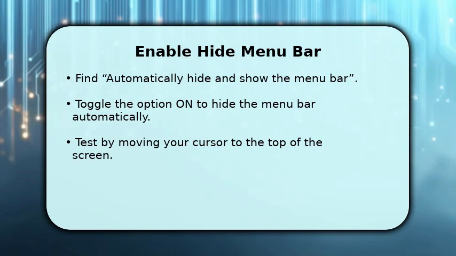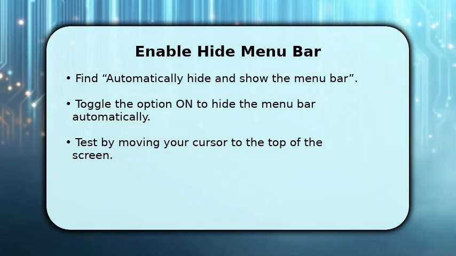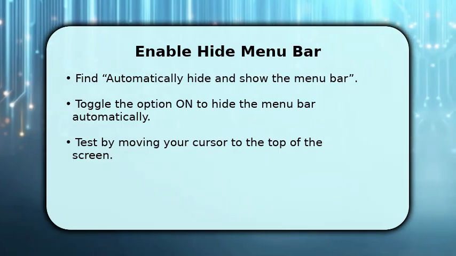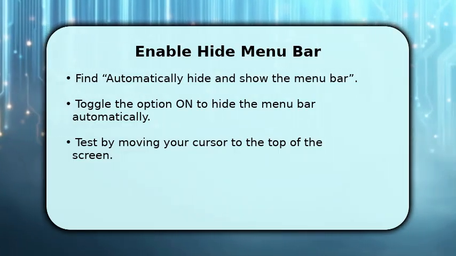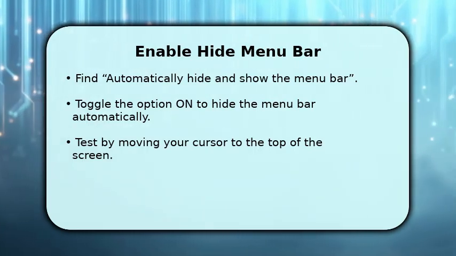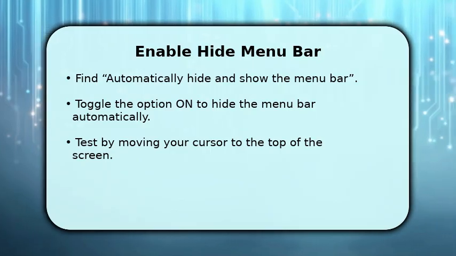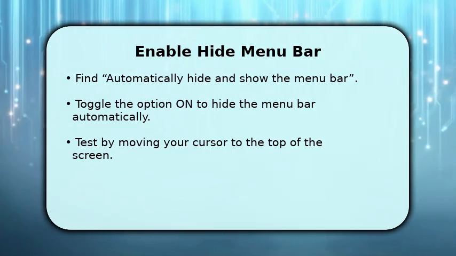Now in Desktop and Dock, locate the setting labeled Automatically Hide and show the menu bar and toggle it on. This is the actual action that conceals the bar. Once toggled, the menu bar will slide out of view and reappear when you move the pointer to the top edge. Make sure to test by moving your cursor slowly to the top so you understand the reveal behavior.